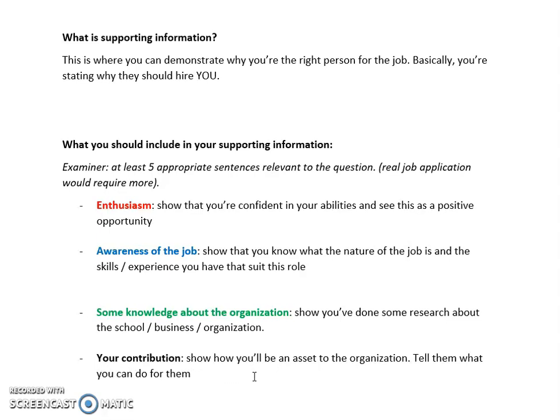And finally, your contribution. Show how you'll be an asset. That means how will you be valuable? How will you be important to the organization? Tell them what you can do for them. So why should they hire you? How can you help them? What can you do for them? So these are the 4 key points that I'm going to include in my answer.